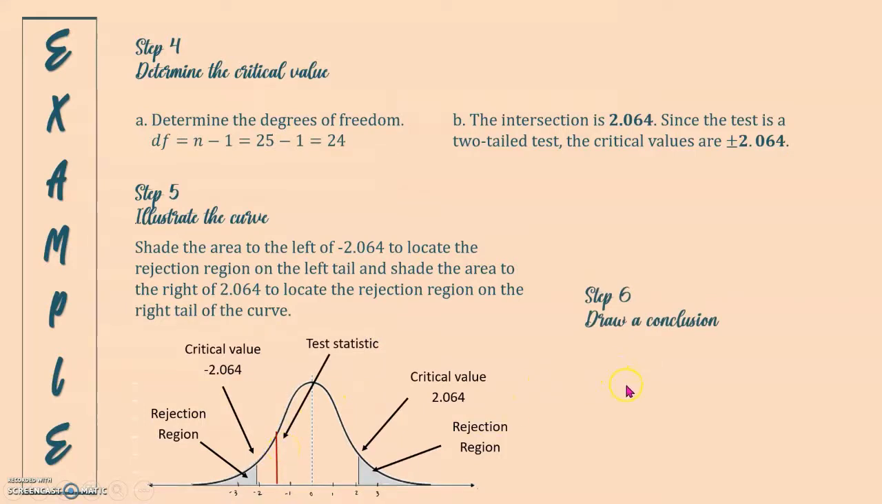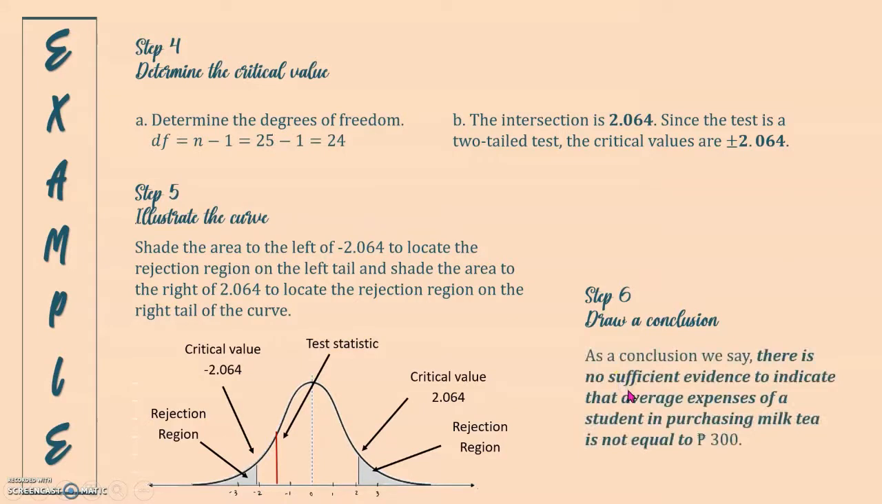So in conclusion, we say that there is no sufficient evidence to indicate that the average expense of a student in purchasing milk tea is not equal to 300 pesos. Because as I said, if the test statistic falls in the non-rejection region, meaning to say we fail to reject the null hypothesis. So there is no sufficient evidence to claim that our alternative hypothesis is true.